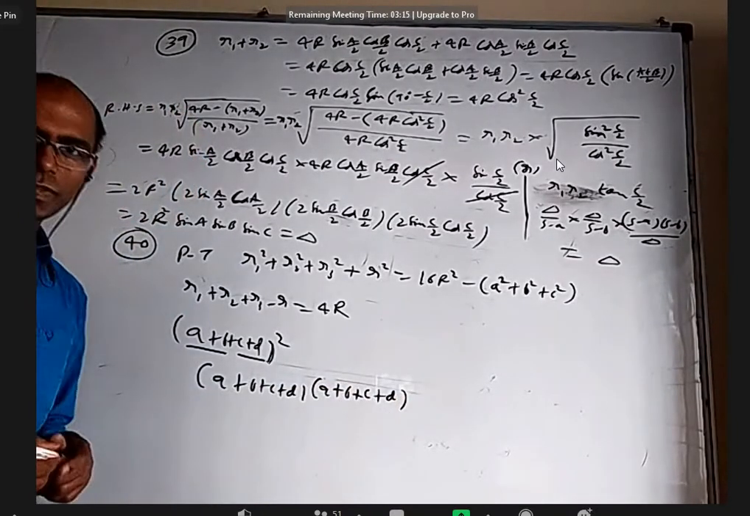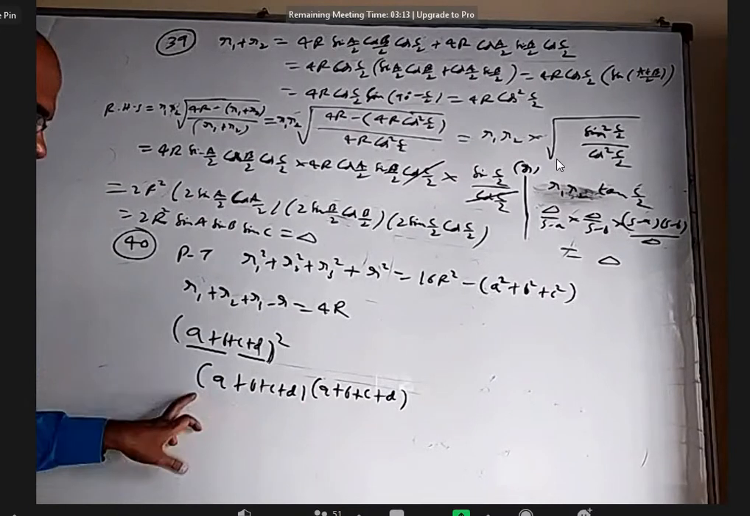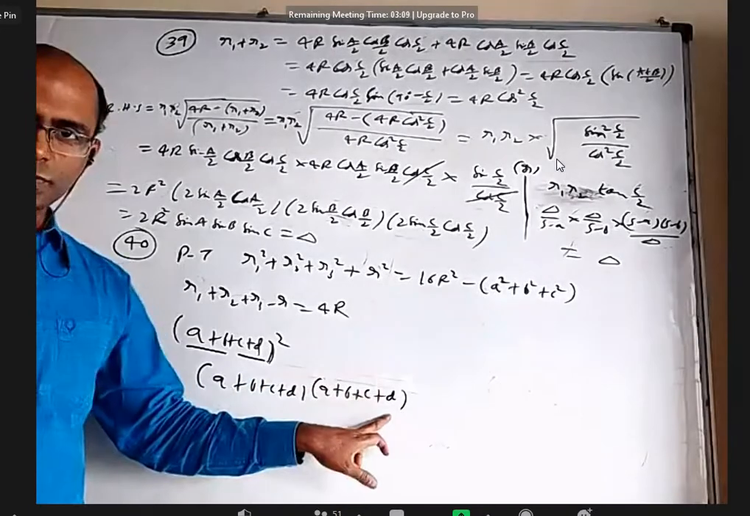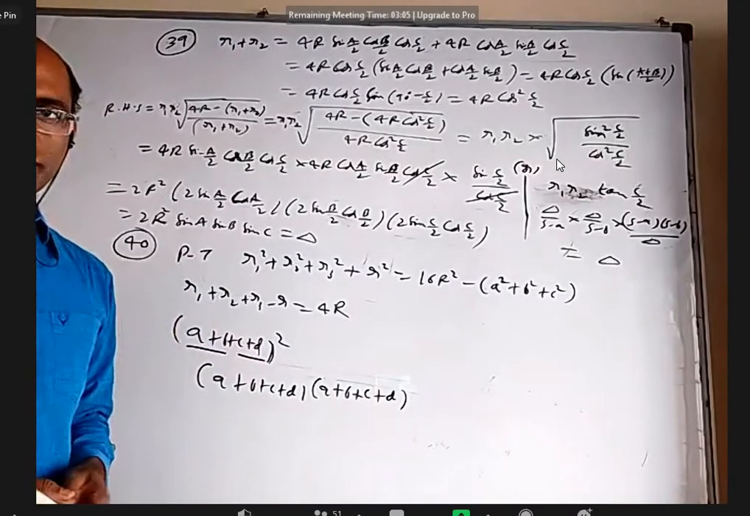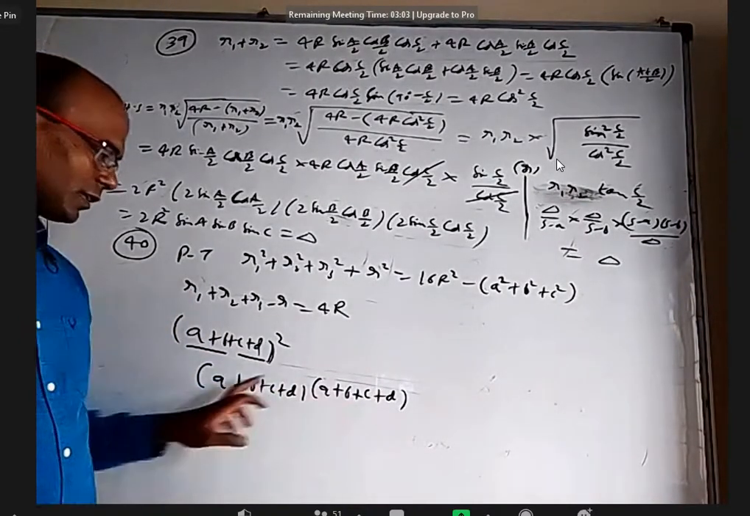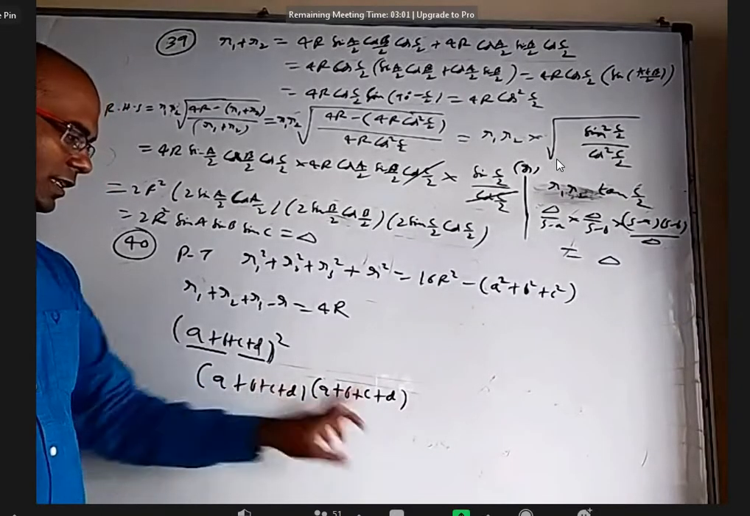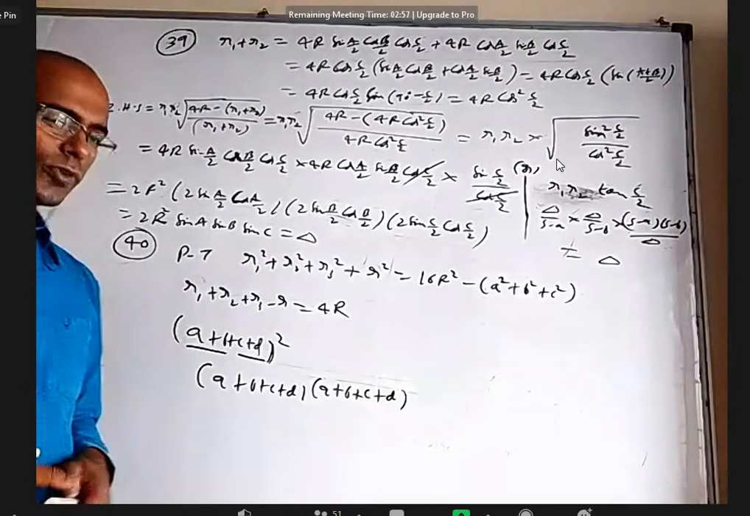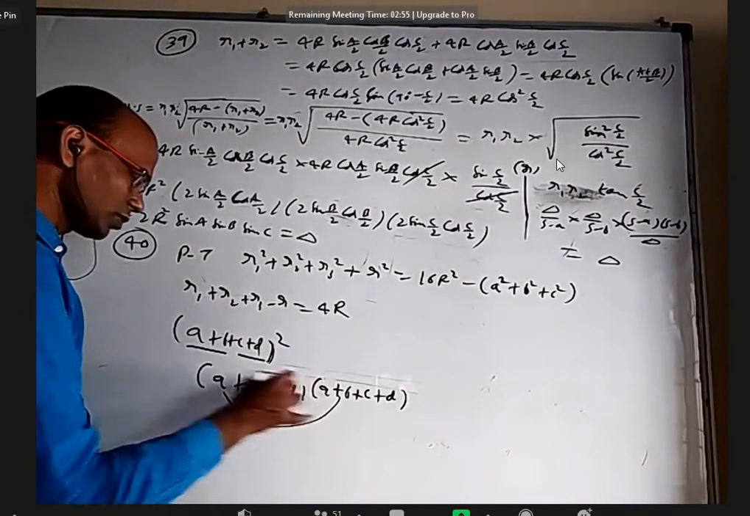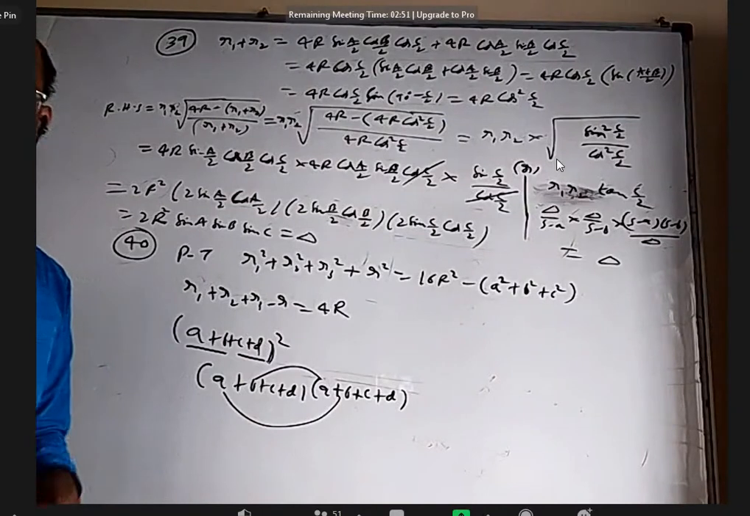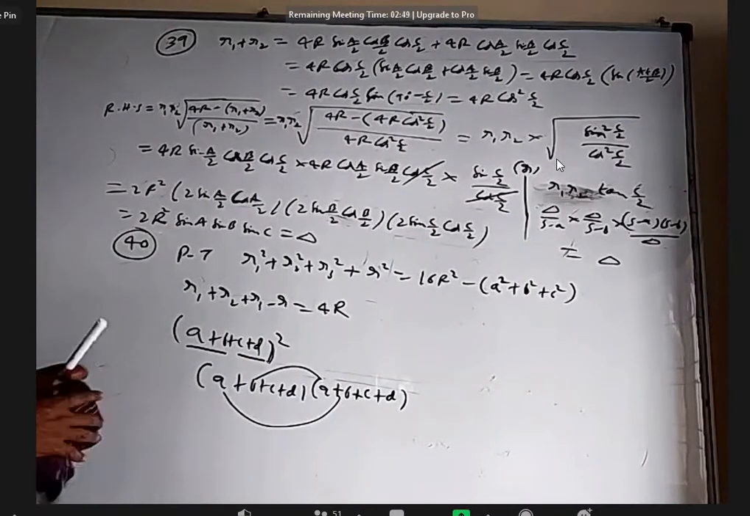Nothing great. When you expand it, A square will come, B square will come, C square will come, D square will come. Lot of other terms will come like AB, AC, AD, BC, BD, CD. But everything will come twice, because A into B is also AB, B into A also AB. Right? Okay, so I'm going to try to do it that way.